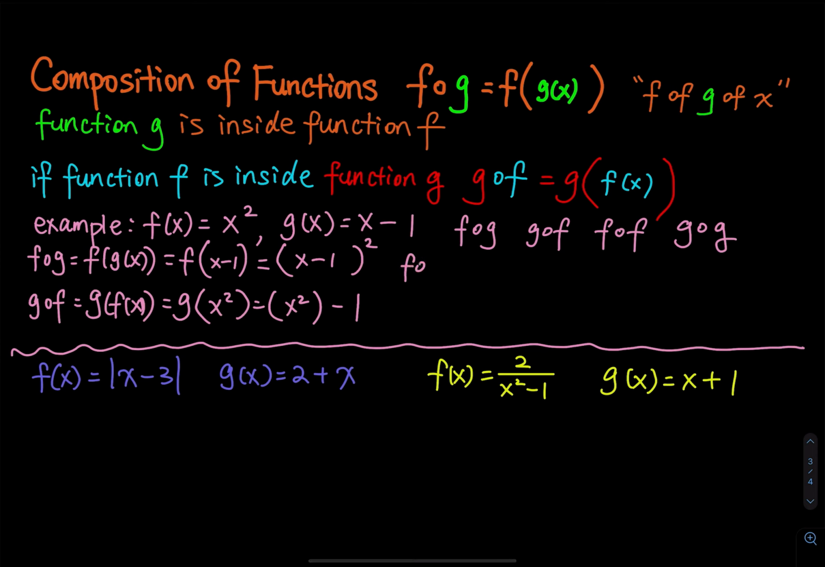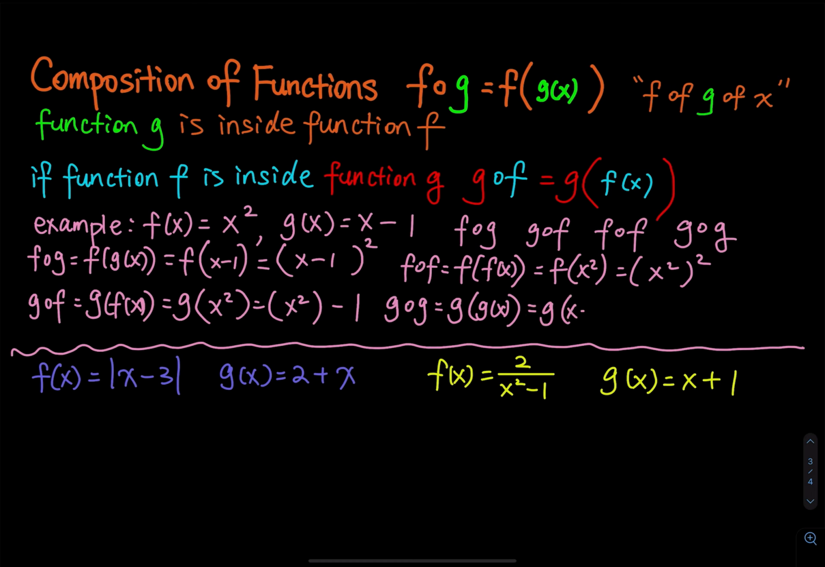And then f of f, so that is f of f of x. We have function f inside itself. So this is f of x squared. Then we have an x squared inside another x squared. You can call that x to the fourth, but I would like to leave it like that to make everything easier to read. And then g of g, this is g of g of x, which is equal to g of x minus 1. So we have an x minus 1 inside another x minus 1. So that will be x minus 1 minus 1.